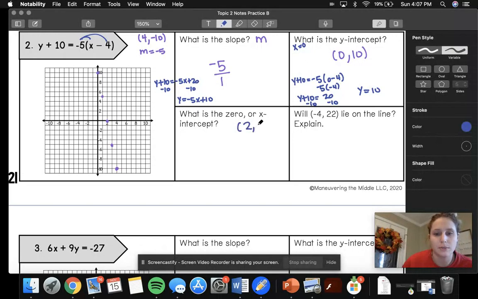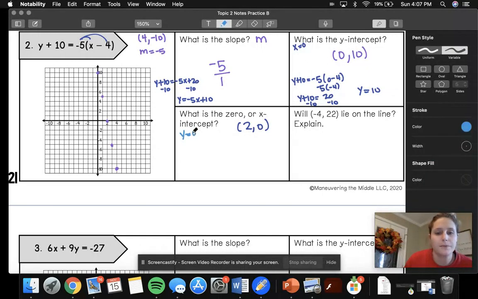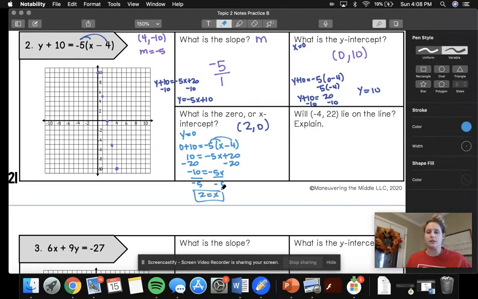So this would be 2, 0. Okay? Mathematically, you could also plug in, x-intercept is when y equals 0. So you can plug in 0 plus 10 equaling -5 parentheses x minus 4. 0 plus 10 is 10. Solve it. Divide by -5, and you get 2. Okay, so there's 2 different ways you guys could figure out that the x-intercept is 2.